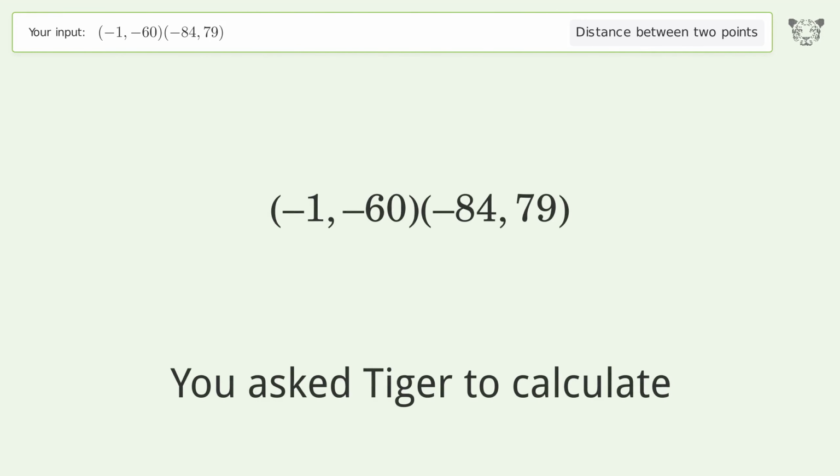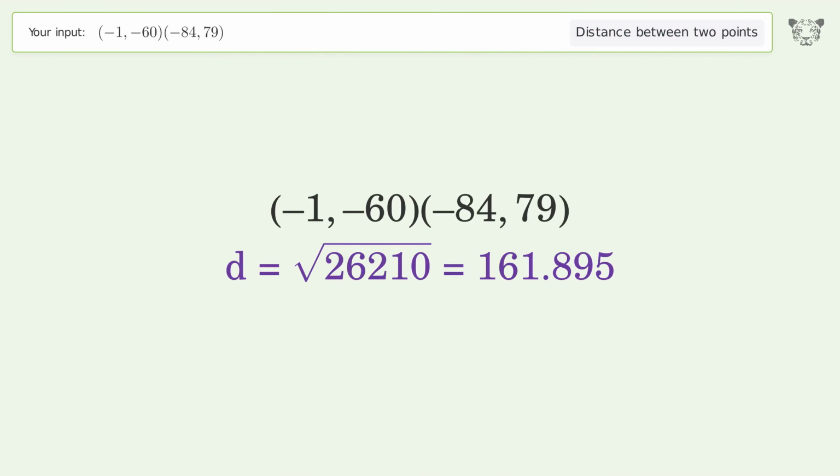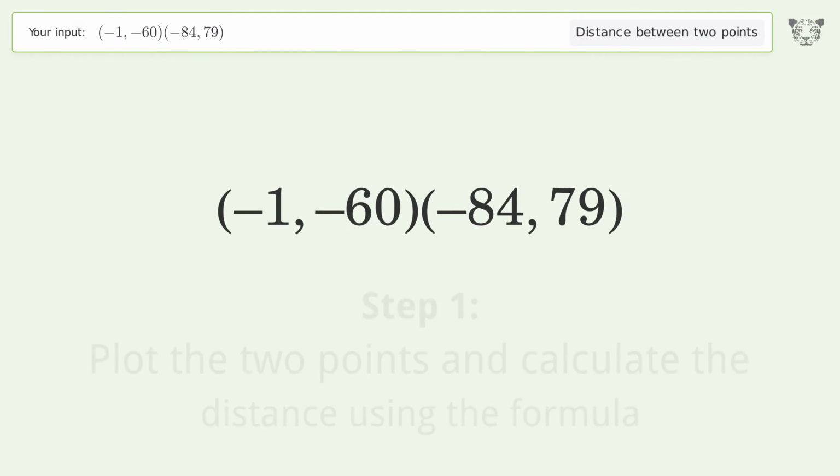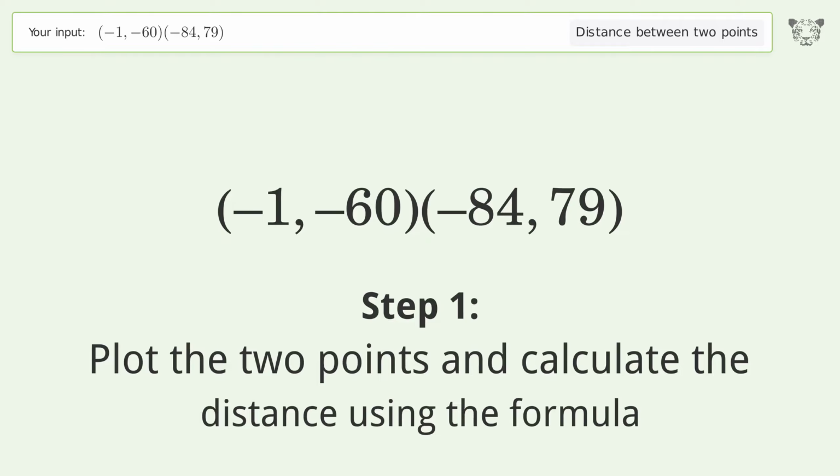You ask Tiger to calculate. This deals with the distance between 2 points. The distance between the 2 points is the square root of 26,210 or 161.895. Let's solve it step by step. Plot the 2 points and calculate the distance using the formula.